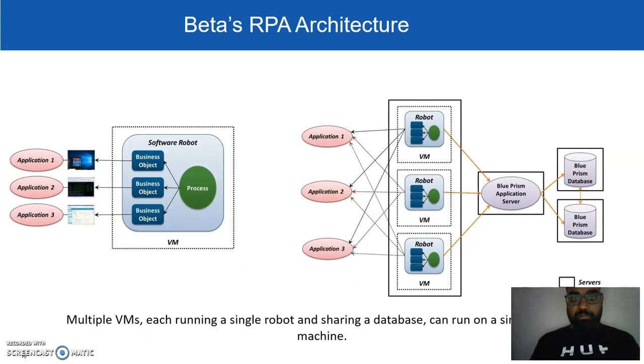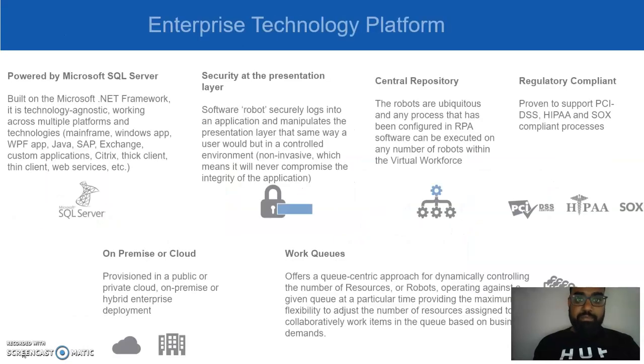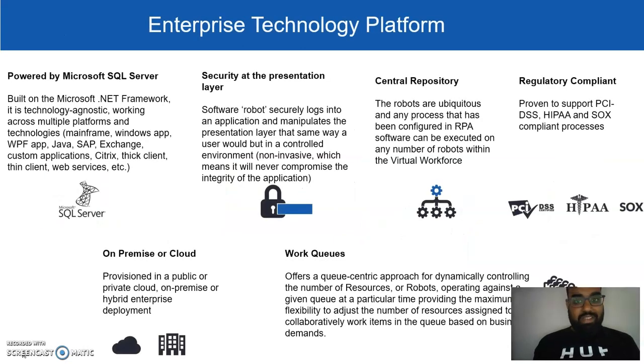Okay, so let's go to the architecture of the automation process, how this is going to work. As you can see, this is how the software robots are built, then how applications 1, 2, and 3 go into the virtual machines, then into one of the products, Blue Prism. Then it goes to the databases. This is what the platform does overall.